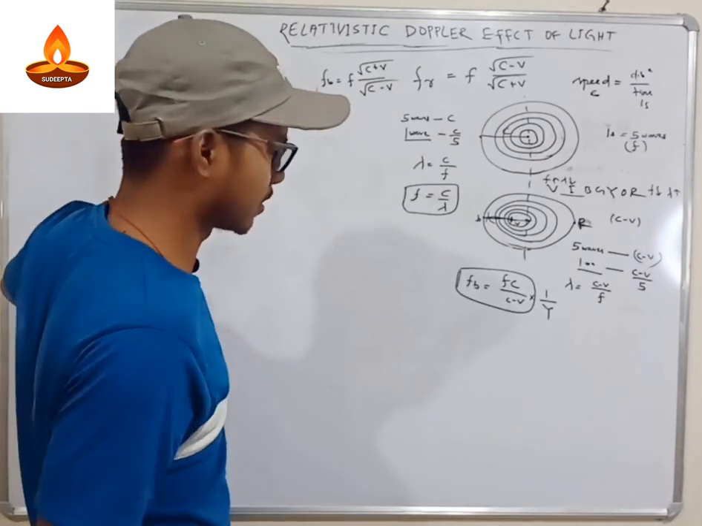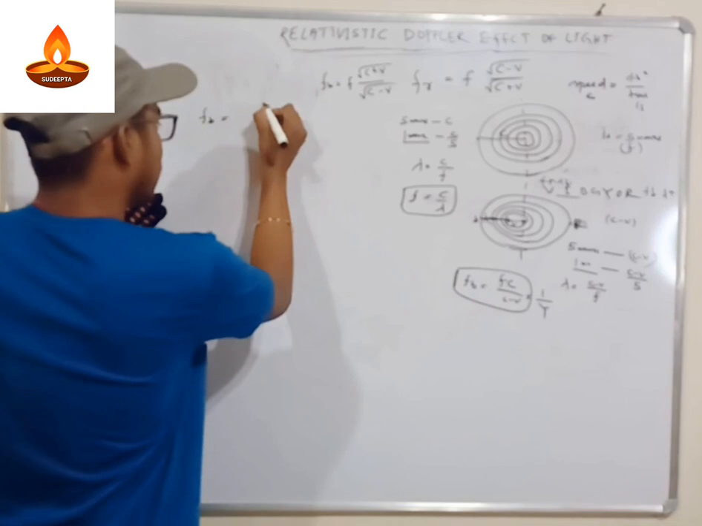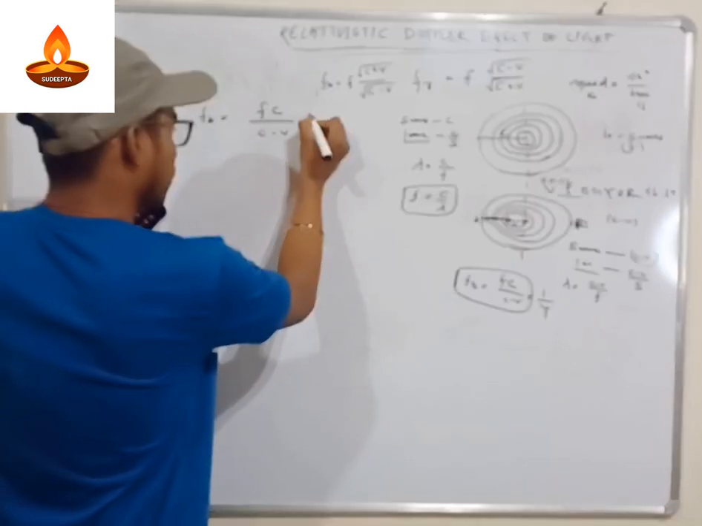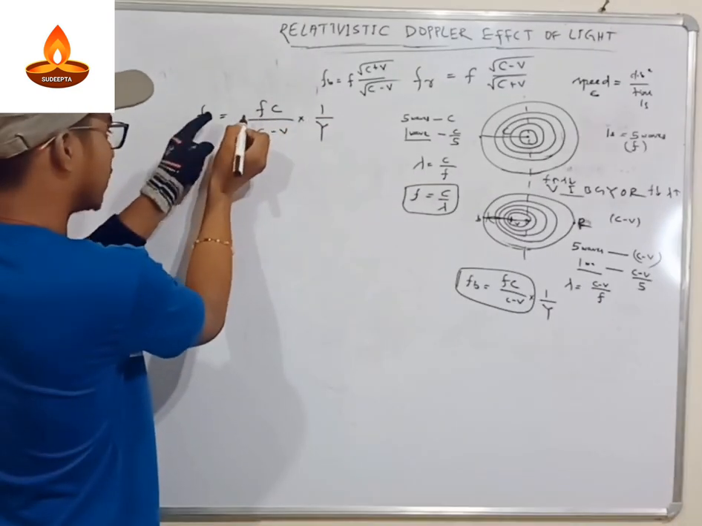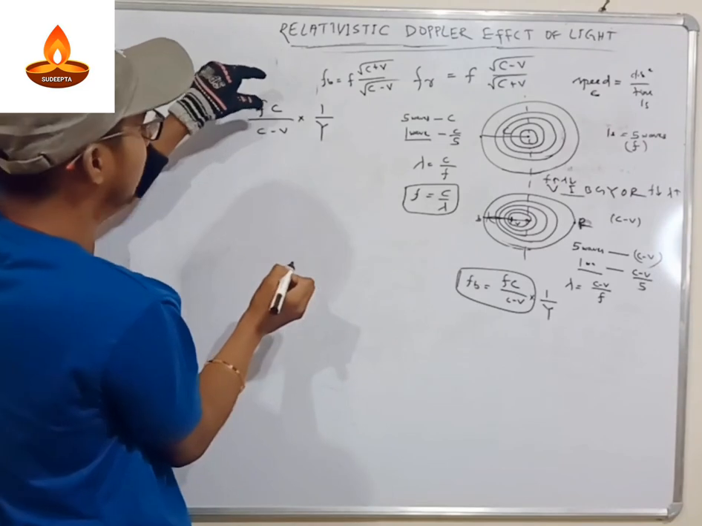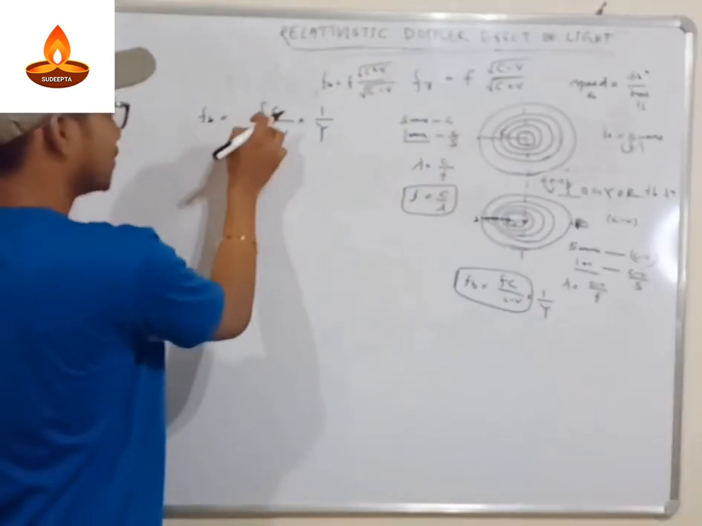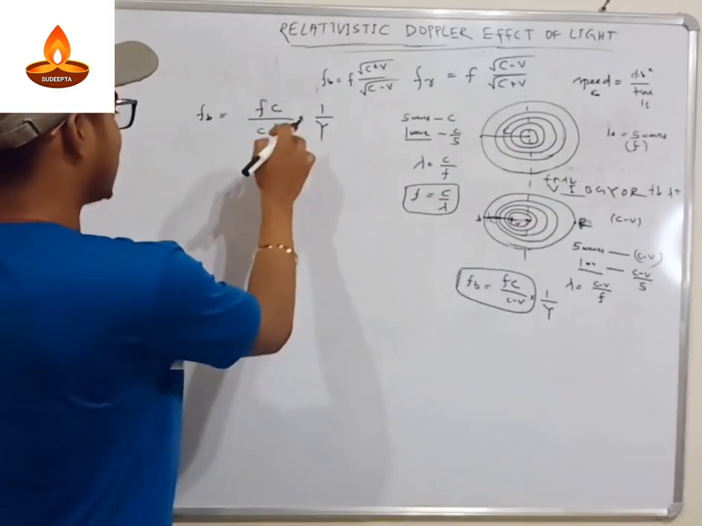Just simple mathematics happens. Okay, so we find fb is equal to f into c upon c minus b into 1 minus gamma. Not to be confused, this is not small c. It is for blue shift. It is for the speed of light. It is capital C. Don't say that this is fc. No, it is f multiplied by c. Okay, so this is the gamma factor.